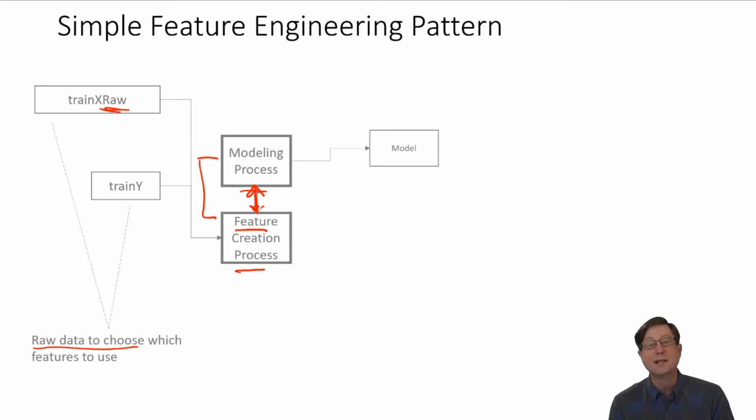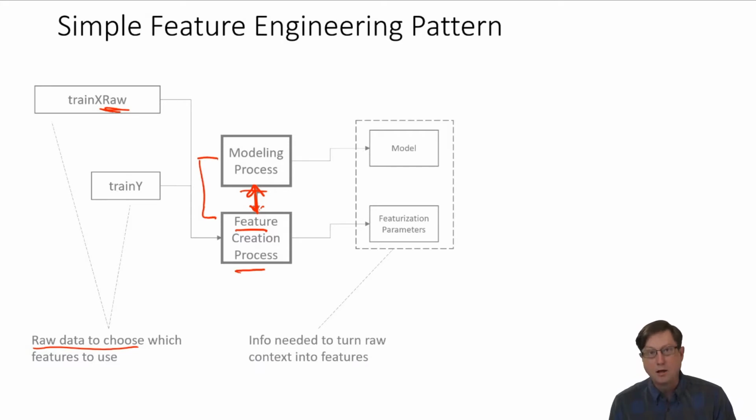And in some sense, the feature creation process becomes another set of hyperparameters to the modeling process. So in addition to step size and your convergence criteria, you're going to have the feature selection and creation things that we're doing. And out of this process comes the model, like we talked about before, but now also out of this process comes some featurization parameters.